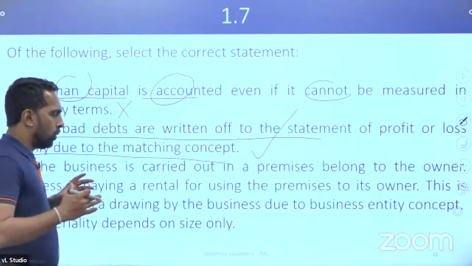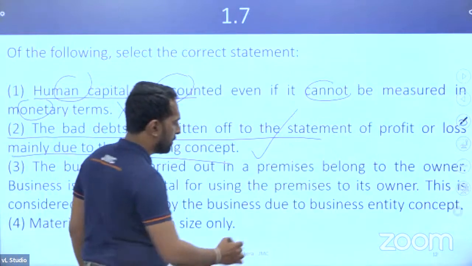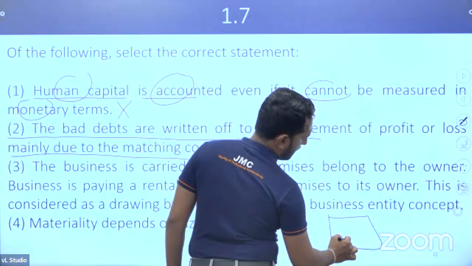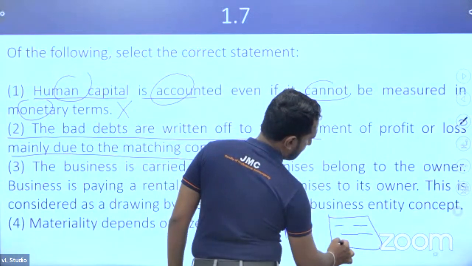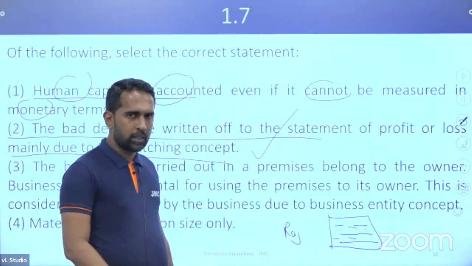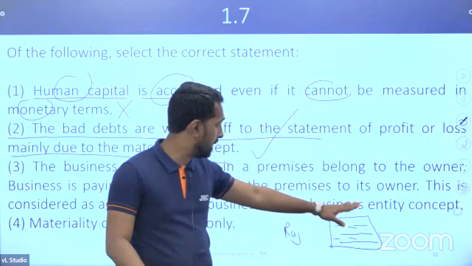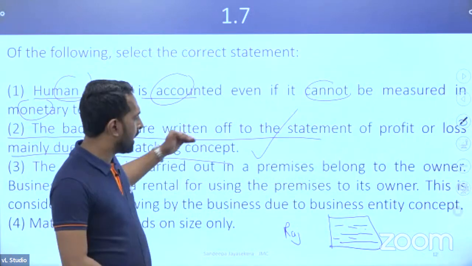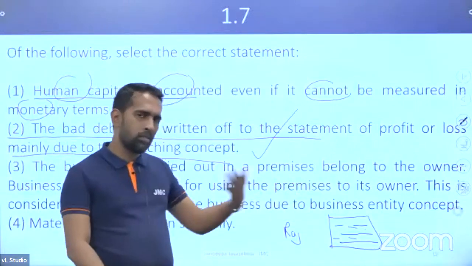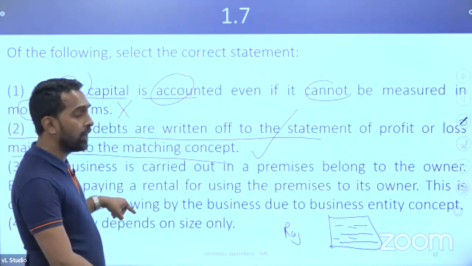We'll come here. Now, look here, the business is carried out in a premises belonging to the owner, right? Now, let's say Mr. Raj. Raj has this building. Now, Raj has his own business. Business is carried out in his building, right? And it has not been given as a capital. It does not say something like that. The business is carried out in a premises belonging to the owner. And Raj, the owner, is charging a rental, right? And what they are saying is, this is considered as a drawing.